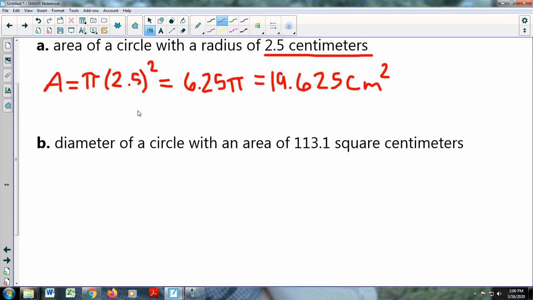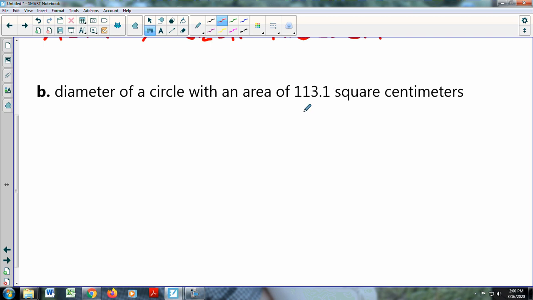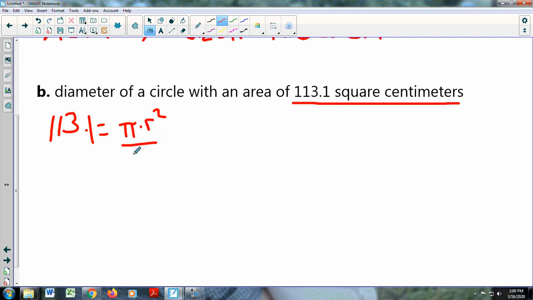On the next one, diameter of a circle with an area of 113.1 square centimeters. I need to work backwards here to find my diameter. So I'm going to start with 113.1 equals pi times my radius squared. First thing I'm going to do, divide by pi. So when I do that, 113.1 divided by 3.14, I get about 36.